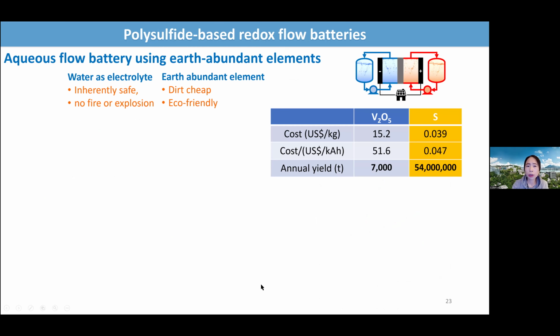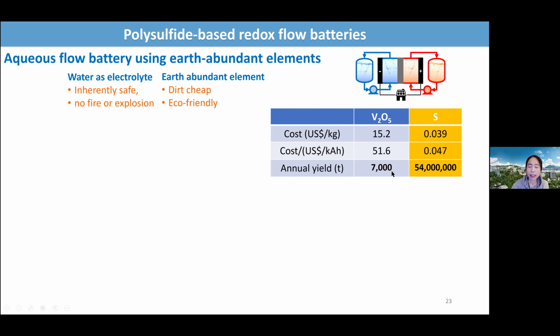So we decided to look into something more earth abundant and something intrinsically low cost, intrinsically safe. So we're looking into sulfur. Polysulfide in aqueous could be potentially much easier to scale up since it's very cheap. So the cost for storage compared to vanadium, it's 1,000 times cheaper. And globally, the annual yield is also significantly higher than vanadium.